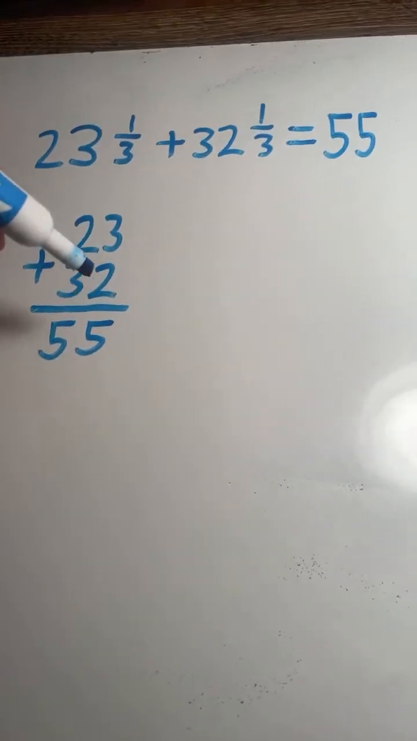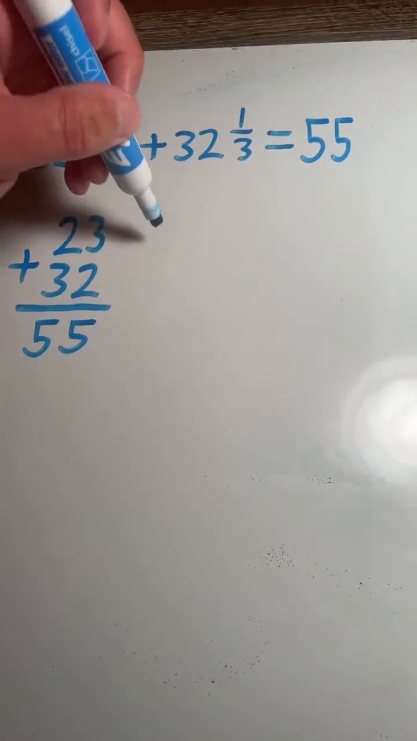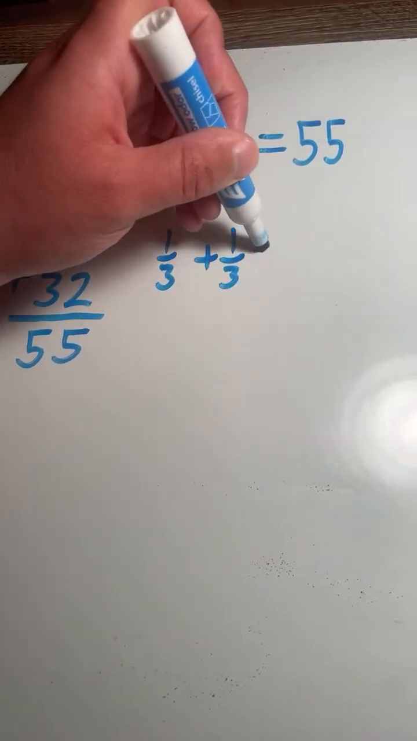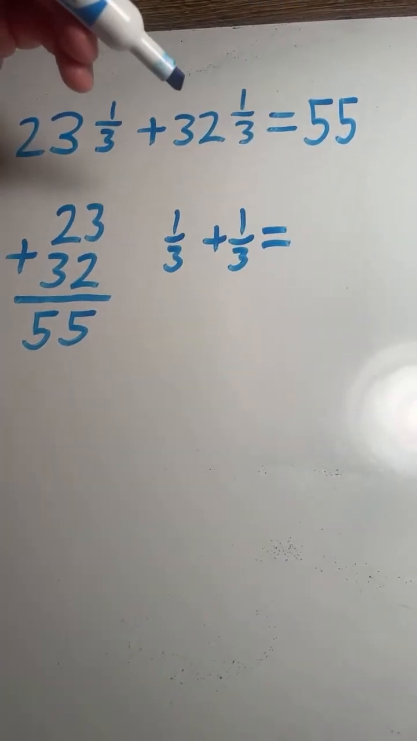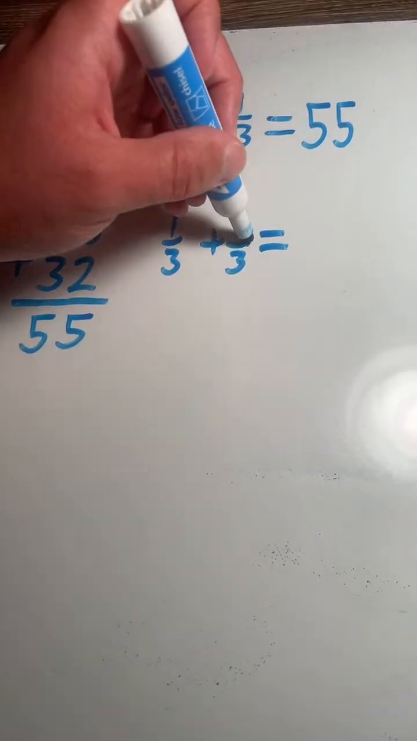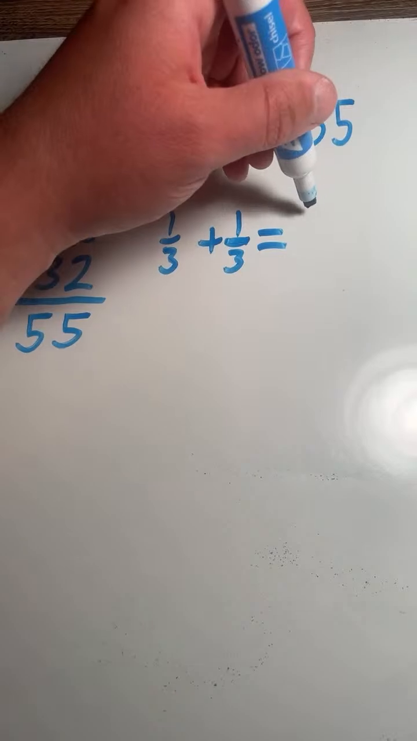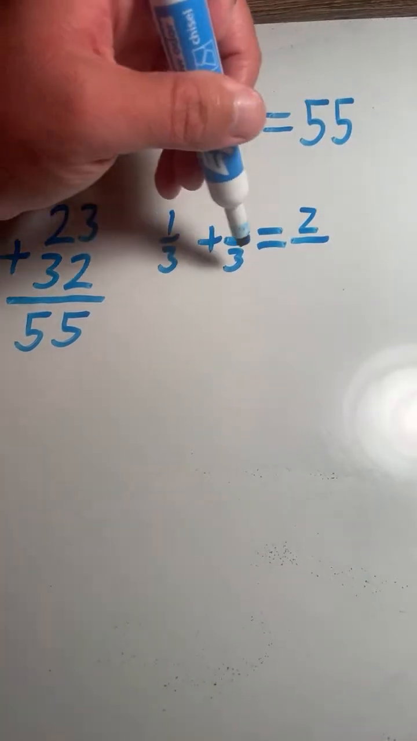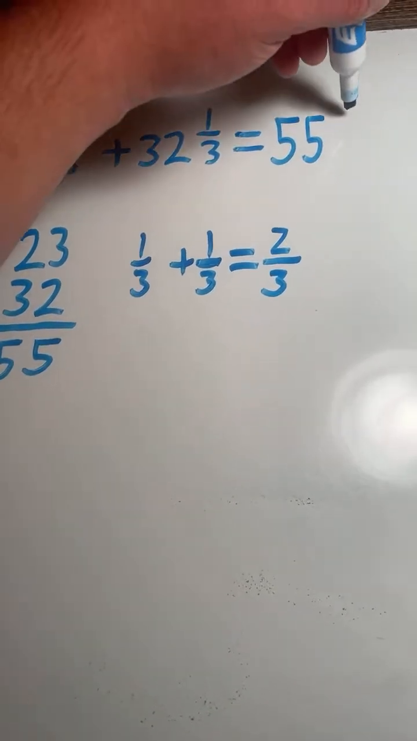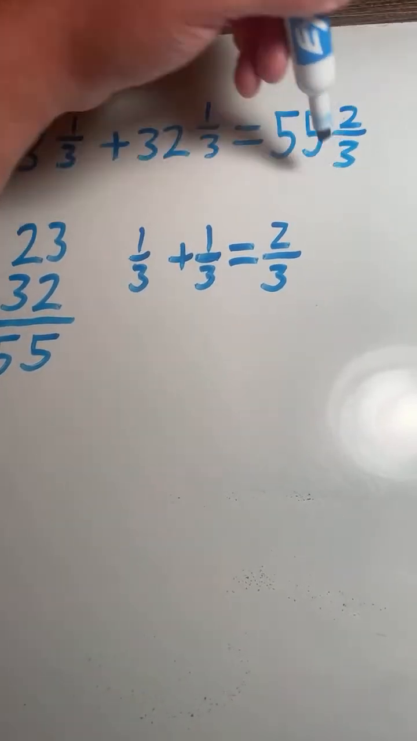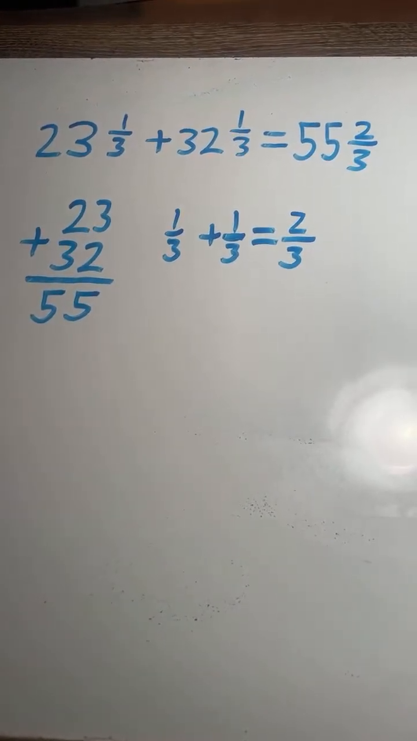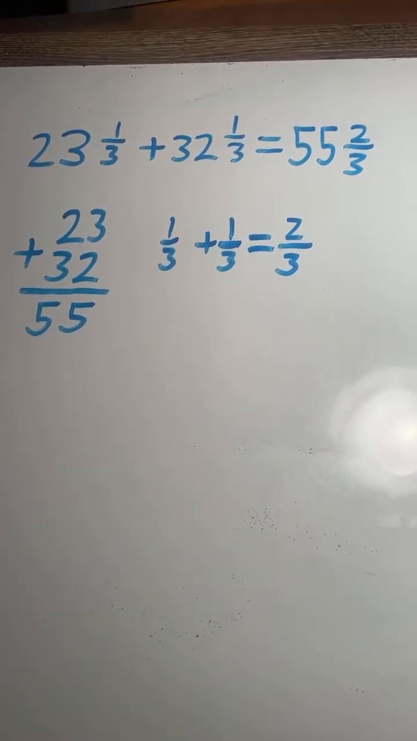Next, we add our fractions. 1/3 plus 1/3. Adding fractions is just like adding whole numbers, except the bottom number, the denominator in the fraction, stays the same. So 1 plus 1 equals 2. The denominator 3 stays the same. So we have our final answer, 23 1/3 plus 32 1/3 equals 55 2/3.